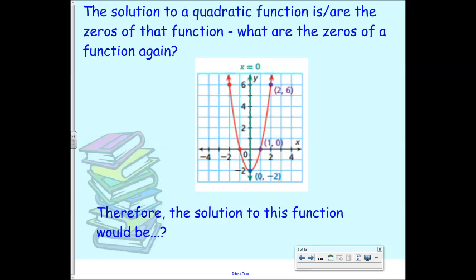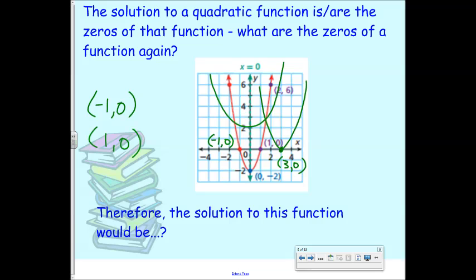In this case, there would be 2 solutions. And those solutions would be (1, 0) and what would the other one be? (-1, 0). Good. So those are our 2 solutions to that quadratic function. And then Cecilia said we could also have 1 if the quadratic did something like this. In this case, what would the solution be? (3, 0). And then in this case, what would the solution be? There'd be no solution. You would just say no solution because it never touches.